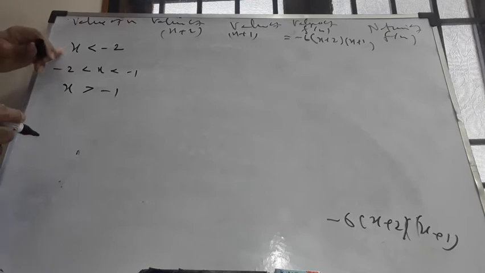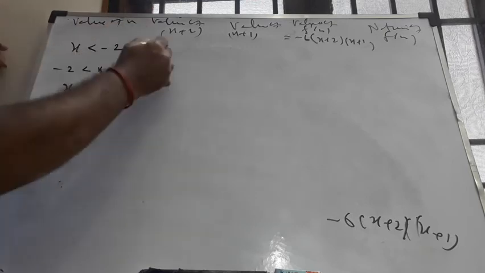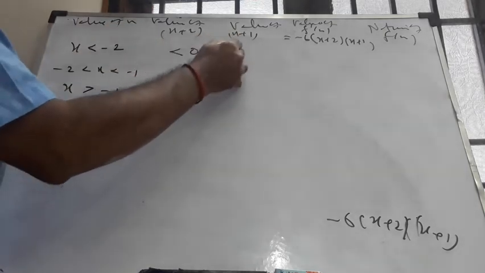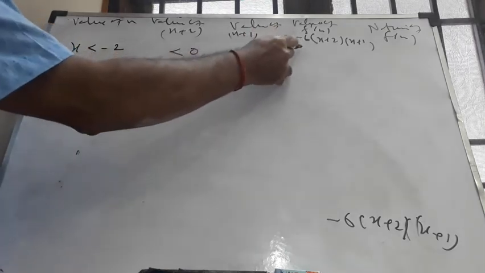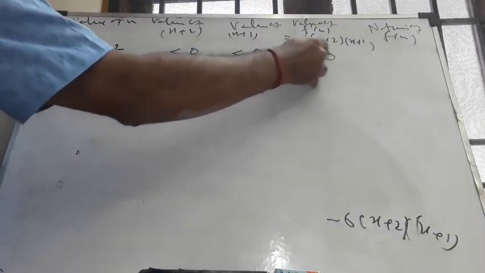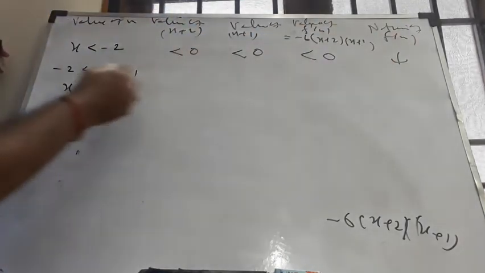Let me substitute the easiest value, minus 3. Minus 3 plus 2 is negative. Minus 3 plus 1 is negative. There is also another negative sign here. Therefore, it becomes negative. Therefore, it becomes decreasing.